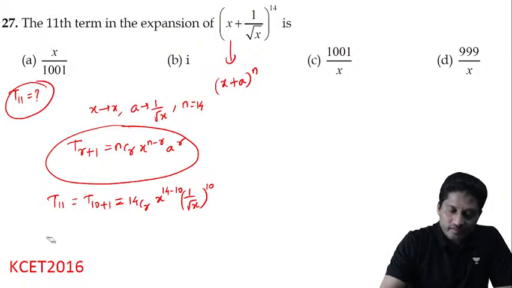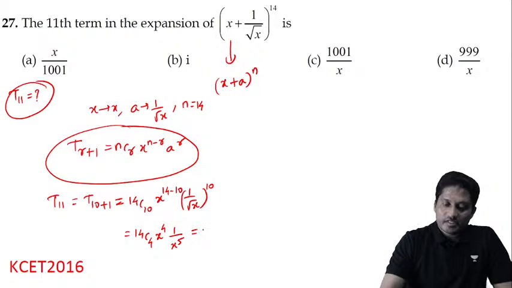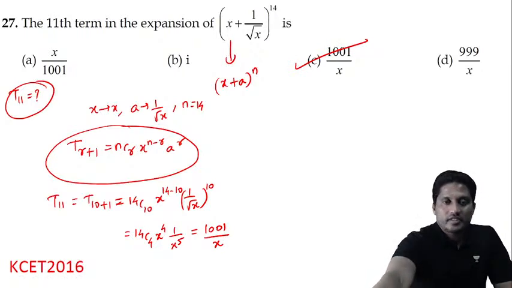14C10 is same as 14C4, times x to the power of 4, times 1 by root x whole power 10 is x to the power of 5. 14C4 is 1001, so the term is 1001 divided by x. Answer is option C. Right, let's move to the next question.